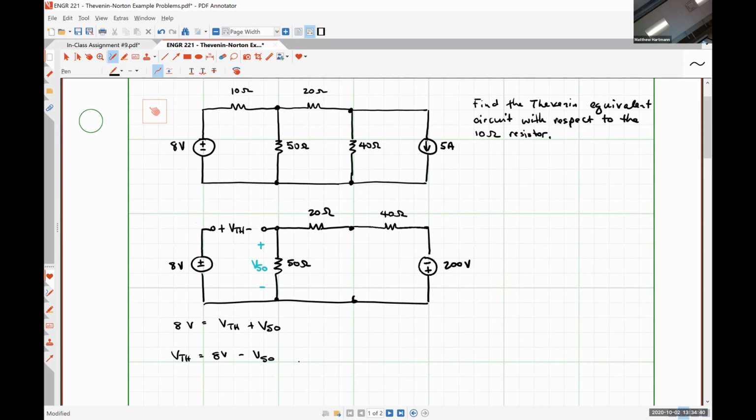Now, the reason why I prefer this method is because we can actually figure out what that voltage V50 is pretty easily. And so let me explain myself. The 40 ohm resistor and the 200 volt source are connected in series, right?